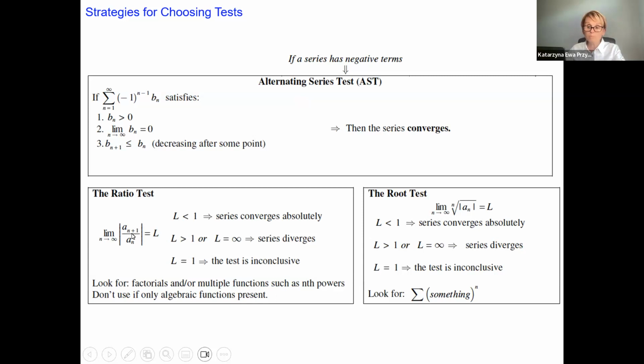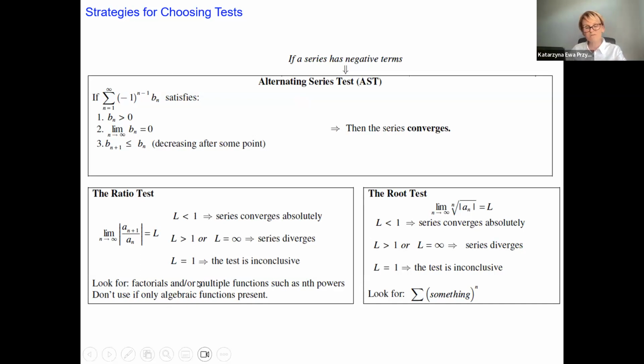What we have to do is compute the limit at infinity of the ratio a sub n plus 1 over a sub n. If the limit is a finite number smaller than 1, the infinite series will be absolutely convergent. If it's greater than 1 or infinity, it diverges. However, if that limit equals 1, the test doesn't work. We cannot make any conclusion, it's inconclusive.